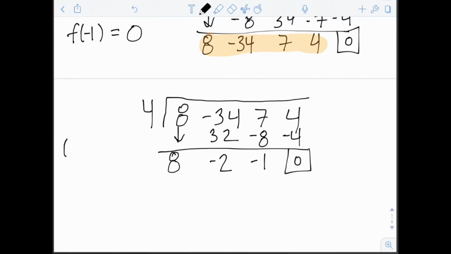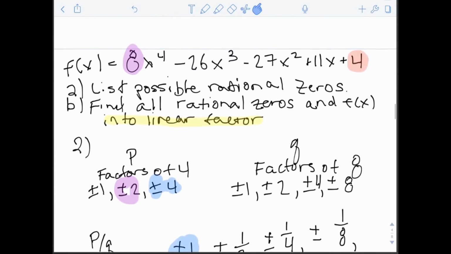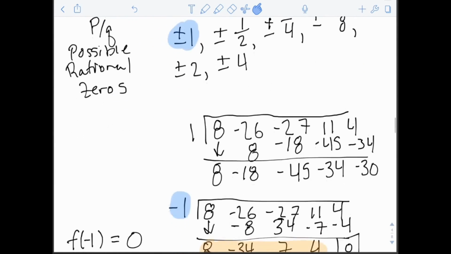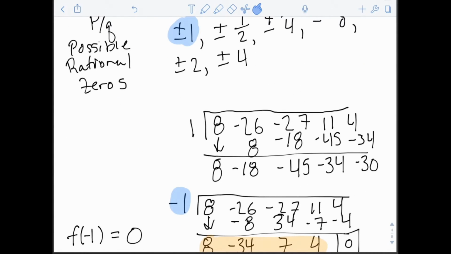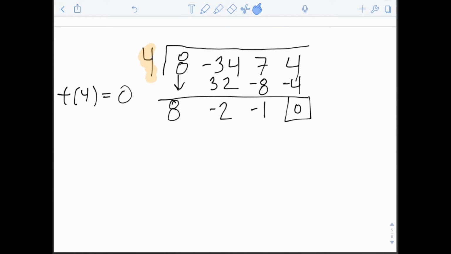So we can therefore conclude that f of, in this case, our 4, which is going to be this number on the outside, is going to be equal to 0. The reason we stop here is because we dealt with our degree of 4 here, our first synthetic division, our quotient is going to be x raised to the third. And then after we completed our second round of synthetic division, finding our 0, that is going to be x to the 2. So we want to stop here because this is going to give us a quadratic that we can factor out.